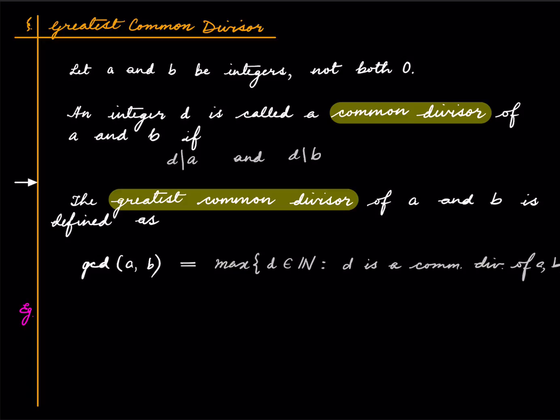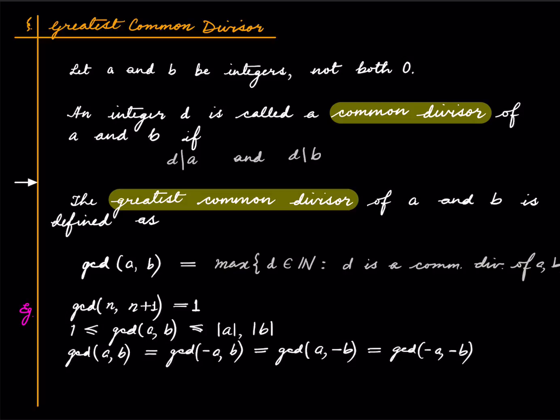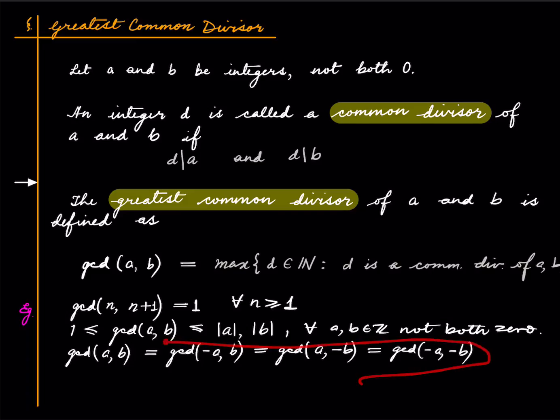Great. So let us see some very simple examples which I leave as an exercise for you. So show that this is the case for all natural numbers. Show that GCD of a and b is at least 1, and it is at most the absolute values of both a and b. So this is again for all integers a and b, not both 0. And lastly, for any two integers a and b, not both 0, we have all of these equalities. So these are exercises. Please solve them. Very easy to do.